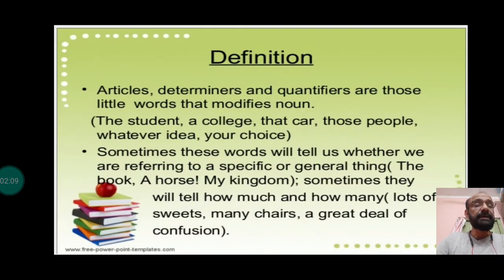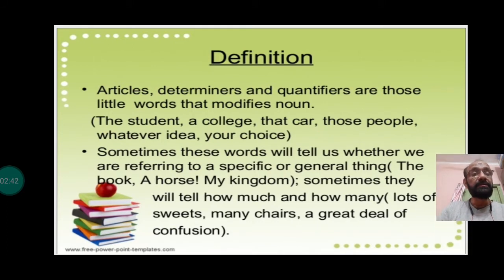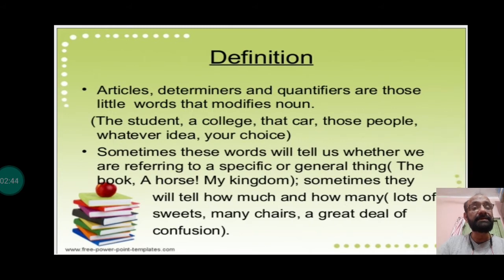Now let's begin with, everything should begin with the definition. So let's begin with the definition of determiner. Articles, determiners, and quantifiers are those little words that modify a noun. The student, a college, the car. See, a car is a normal car, but a car and the car, it gets modified. Sometimes these words will tell us whether we are referring to a specific or general thing. The book, a horse, my kingdom. Sometimes they will tell you how much and how many, like lots of sweets, many chairs, a great deal of.